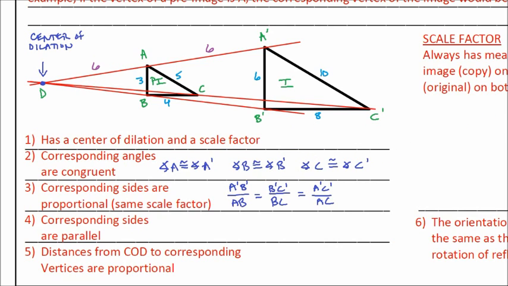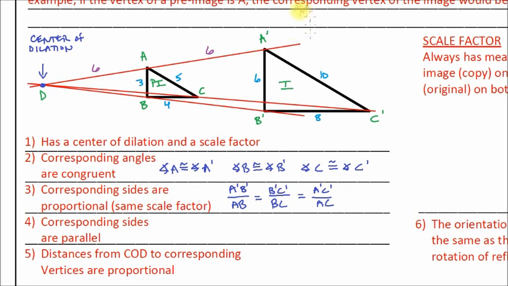Next one is corresponding sides are parallel. When you use dilation, you actually create parallel sides. That means the sides here, we know that side AB has to be parallel to side A prime B prime. And side BC, put a line over that, is parallel to B prime C prime. And just like that, the other side as well, side AC is parallel to side A prime C prime. So dilation creates parallel corresponding sides.